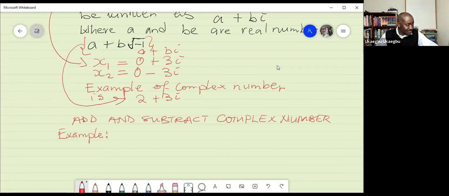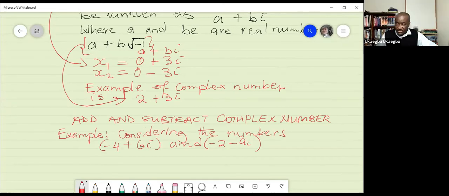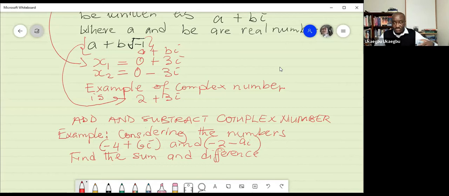So now let's say example 3. Considering these two numbers, what shall we do? Find the sum and difference. That's usually how the question comes. That's usually how they frame the question. Or they can just simply say add the two expressions or subtract the two expressions.